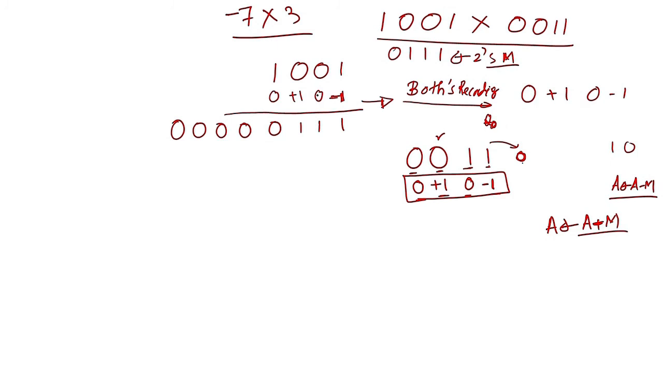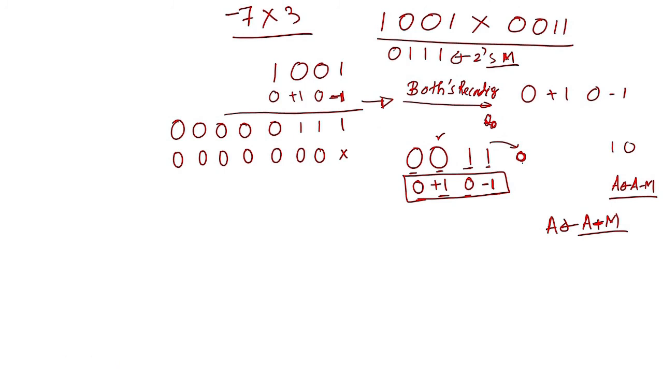Next is 0. Okay. So, next is 0 means we will not do anything, we will write leaving 1 here. 0 0 0 0 0 0 0.